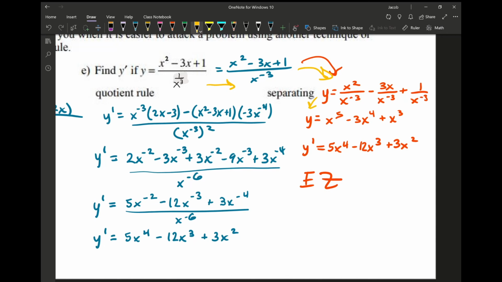Otherwise, you take the derivative in 1 step, and then you have 1, 2, 3 steps to simplify that. I think this one is way easier.